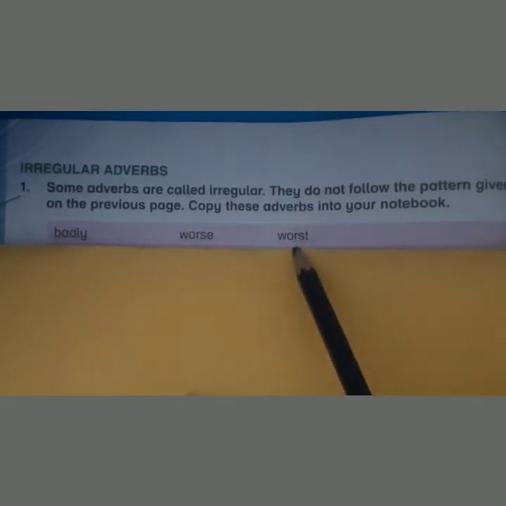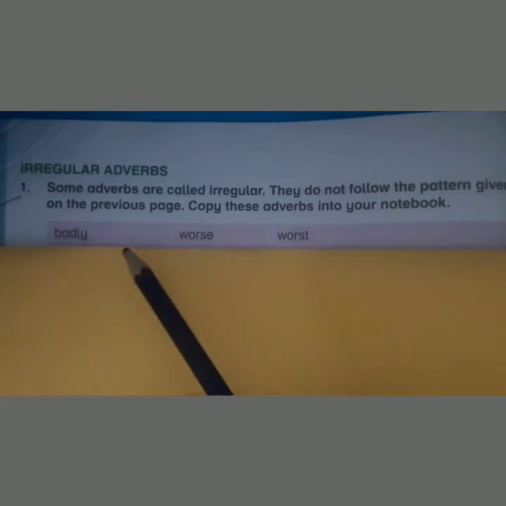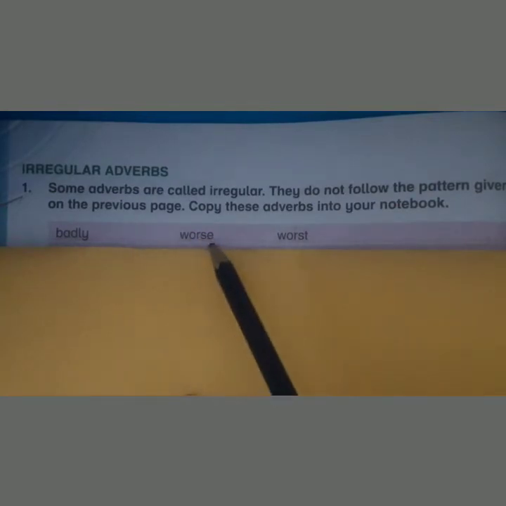So let's see which adverbs they are. The first adverb is badly. This is the positive one, the first form of it. Second form, comparative, worse. And superlative is worst. See, they all are irregular. They are changed. First is something else, second is changed, and third one is totally changed.